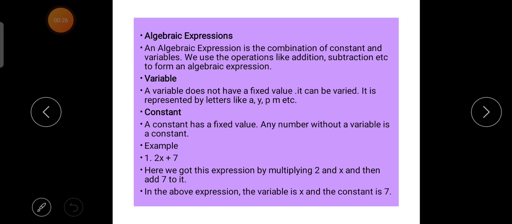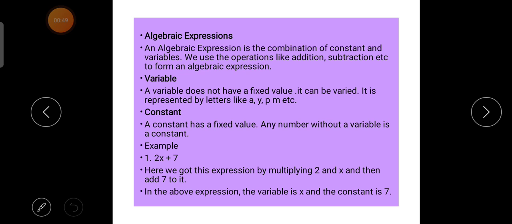Before learning about algebraic expressions, we should know about variables. So what is a variable? A variable does not have a fixed value. It can be varied. It is represented by small letters like a, y, p, m, etc. Now, constant. A constant has a fixed value. Any number without a variable in an expression is called a constant.